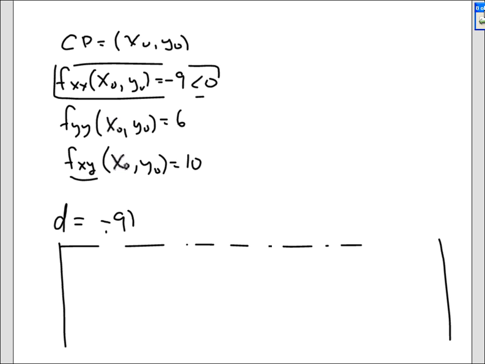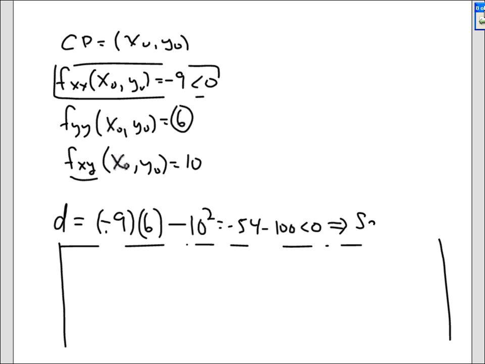Well, it's -9 times fyy, which is 6, which is negative, minus 10 squared. This is -54 minus 100. This is less than 0. That implies that we have a saddle point at x0, y0. We have a saddle point.